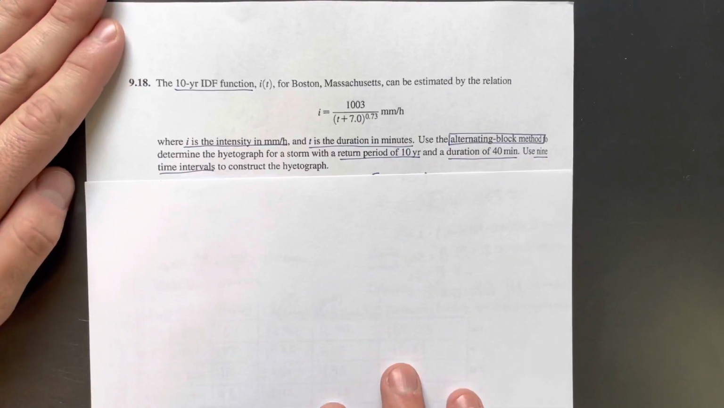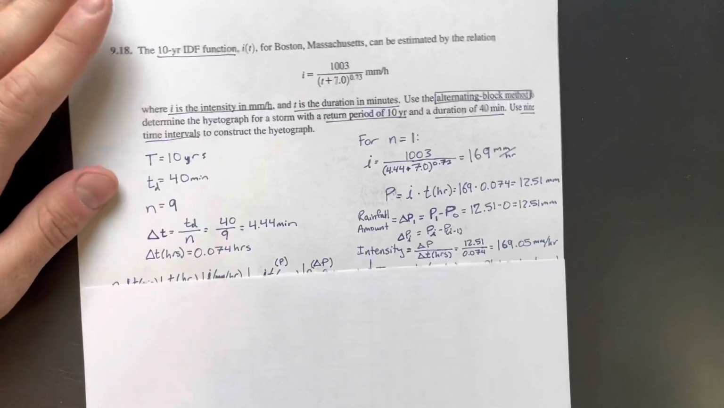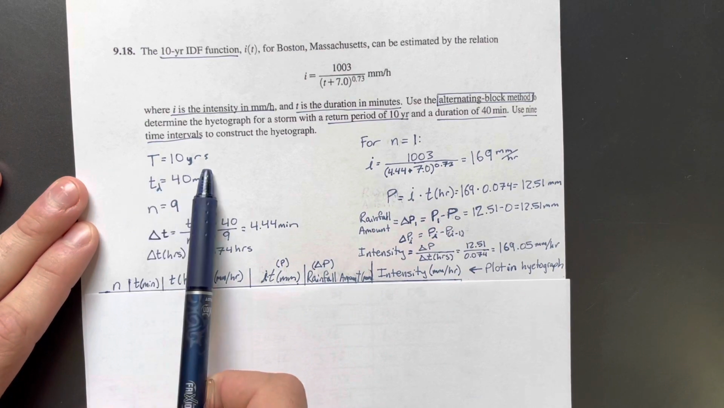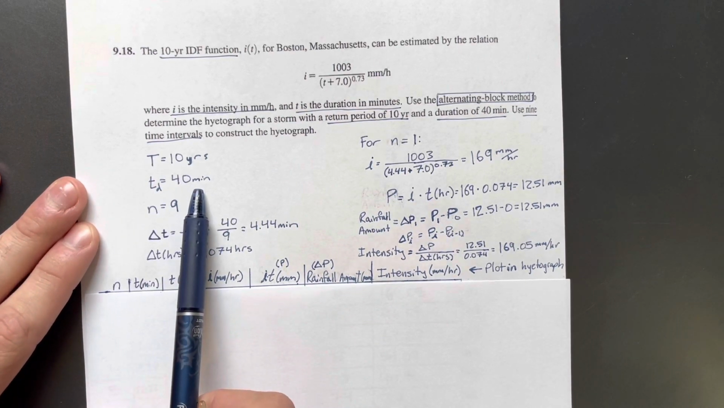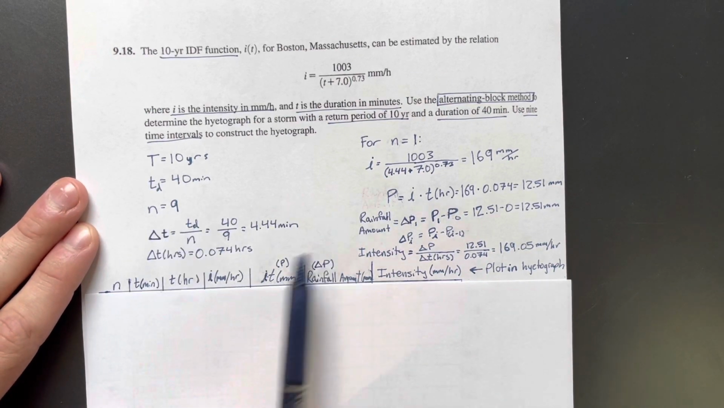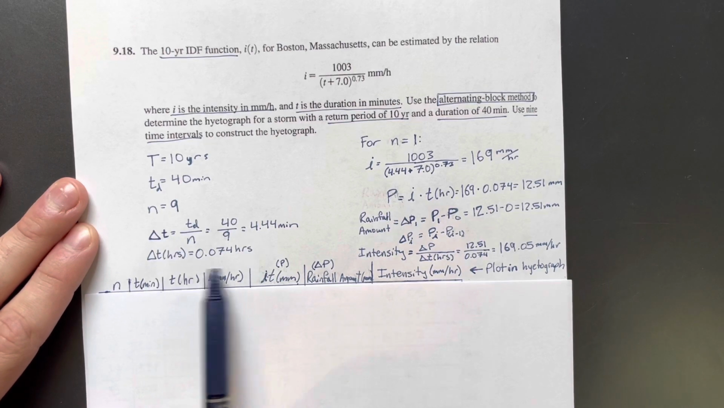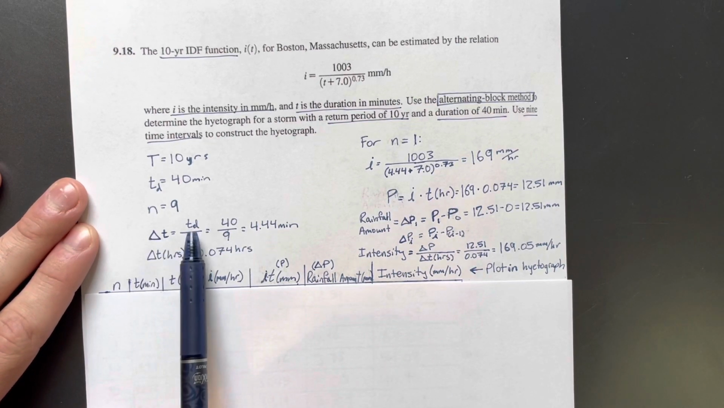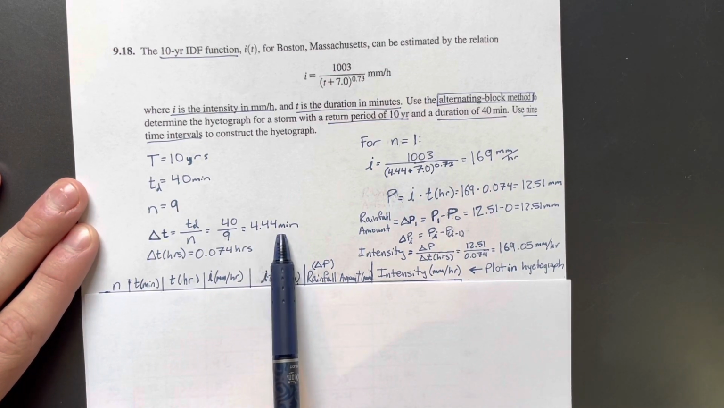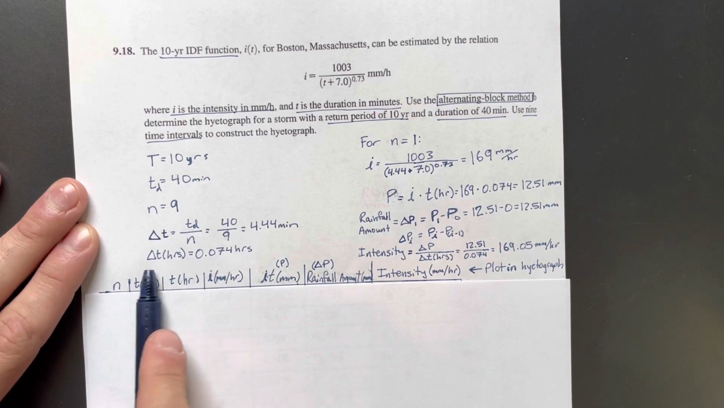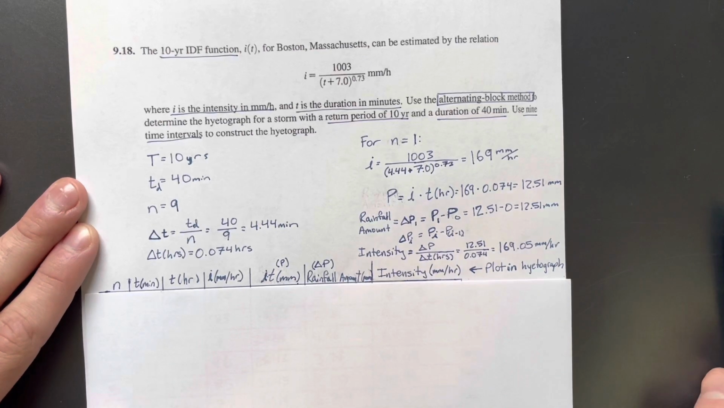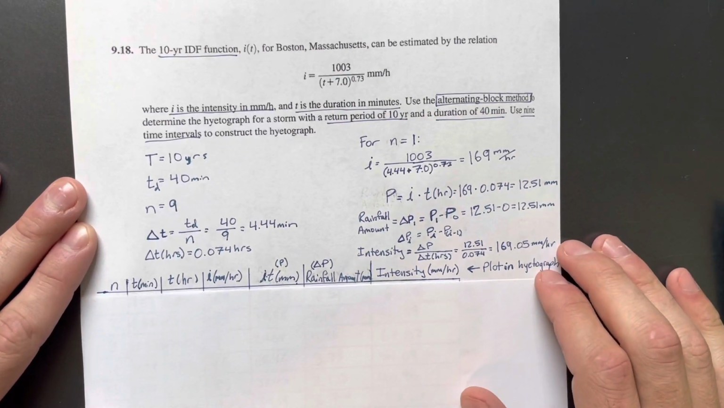So the first step in the problem would be to define all of the given parameters. For our design storm, it will be 10 years. The duration of the storm will be 40 minutes. And we'll have 9 time intervals. So to calculate how long each time interval will be, we take the duration of the storm, divide by the number of intervals to get 4.44 minutes per interval. Now we can convert this to hours for 0.074 hours. And we will be using both of these in this problem.